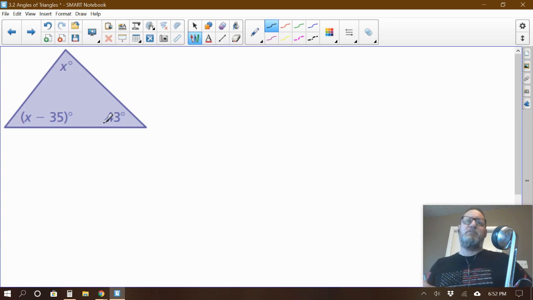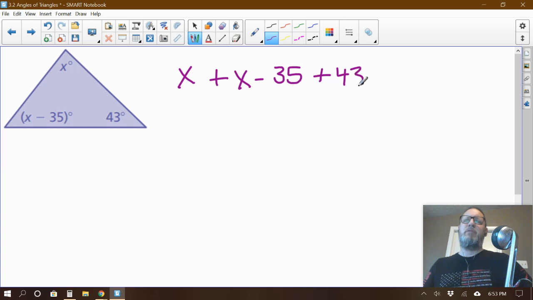Oh, a slightly harder example. Now they've got little expressions here for these two angles. But once again, we should add these three up, and it should equal 180. So now we have X plus X minus 35 plus this 43 degree angle. And that has to equal 180. Alrighty. So let's see. X plus X, well, that's 2X. And now what's negative 35 plus 43? If you remember adding with integers, really this turns into a subtraction problem like 43 minus 35.